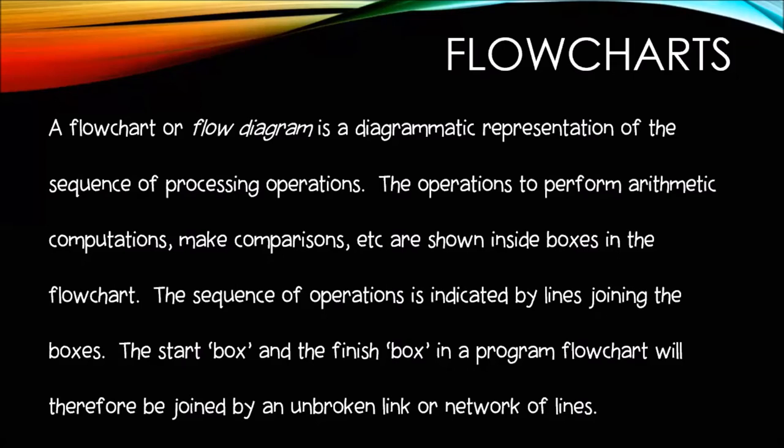So you are going to show from start to stop every single thing that would have been done in your algorithm or program, using a diagram. The sequence of operations is indicated by lines joining the boxes, and we're going to look at that. Now, your flowchart must have a start. Just like your algorithm, it must have a start and it must have a stop. The stop will depend on what type of flowchart you are doing or what type of algorithm it is. Good?